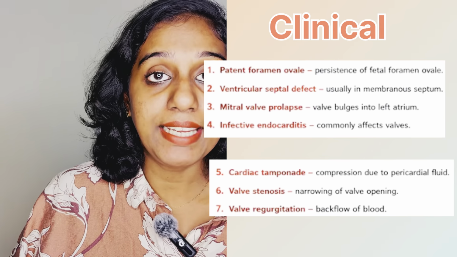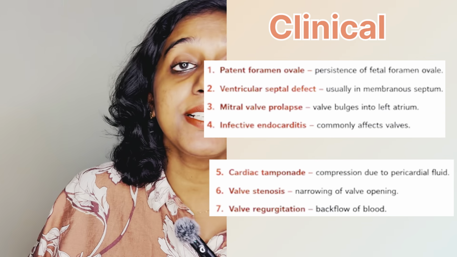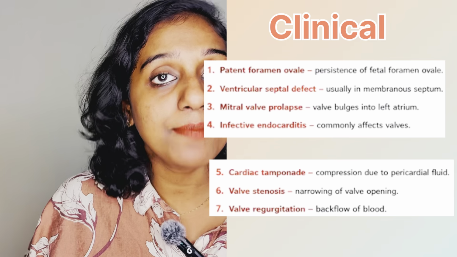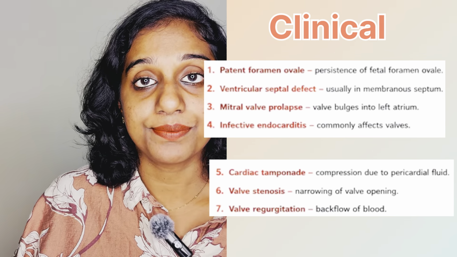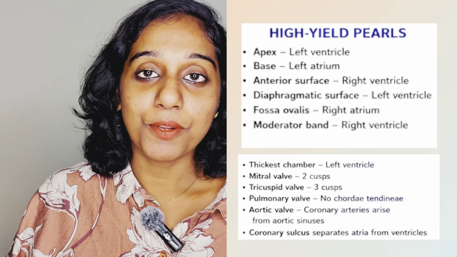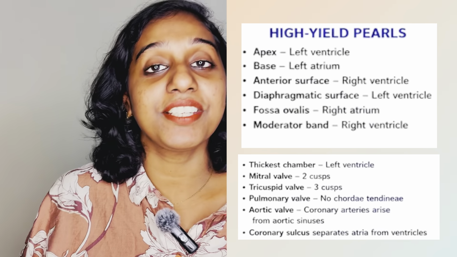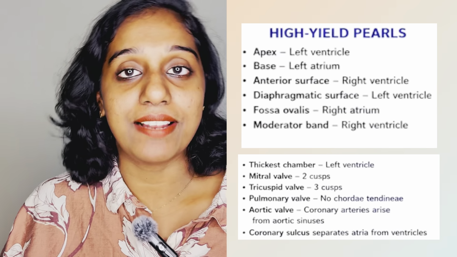Finally, clinical correlations. Patent foramen ovale, that is the persistence of fetal communication. Then ventricular septal defect, mitral valve prolapse, infective endocarditis, cardiac tamponade, valve stenosis, valve regurgitation, etc. That's the complete anatomy of heart, from external features to the internal anatomy of all 4 chambers and valves.